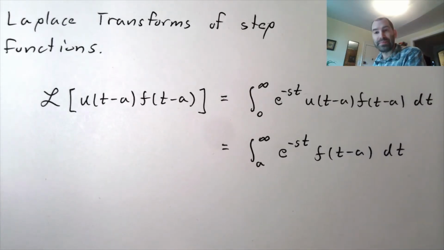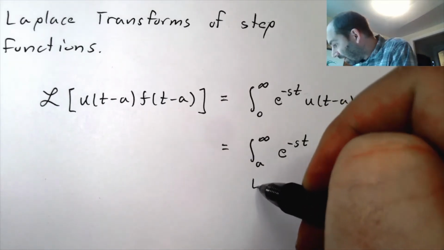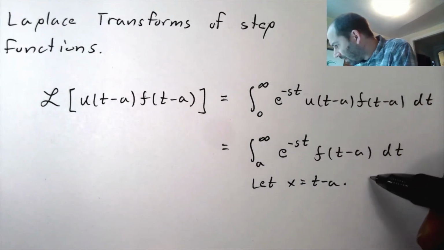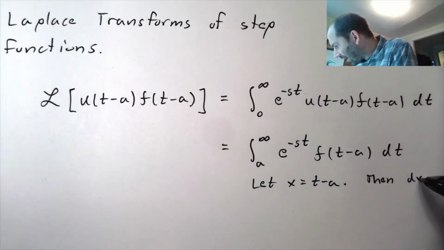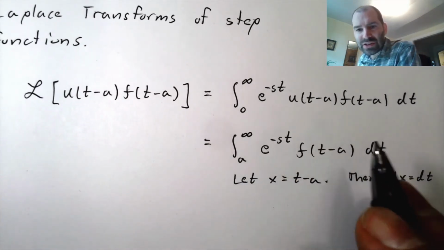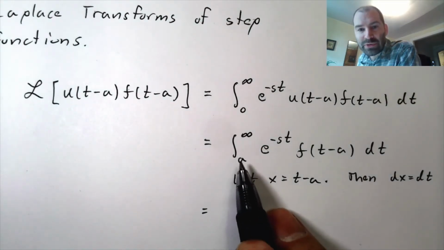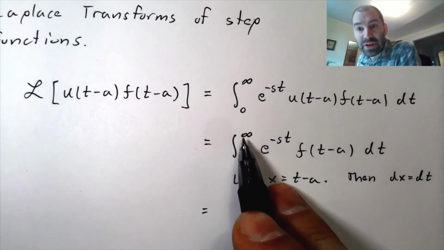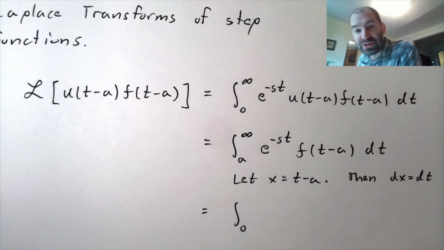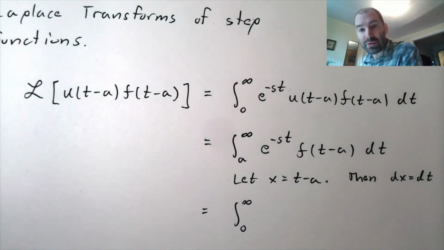So I really just have this business. Now what I'm going to do is make a change of variables. I'm going to let x equal t minus a, so that dx is the same as dt. And let's just insert this. Now let's think about what happens to the bounds here. If this is going from t equals a to infinity, when t is a, x is 0. So our new integral in terms of x will go from 0 to, as t goes to infinity, x will go to infinity. So it goes from 0 to infinity.